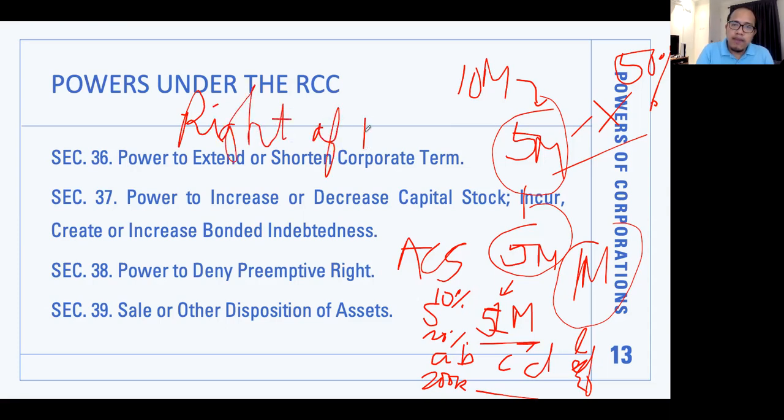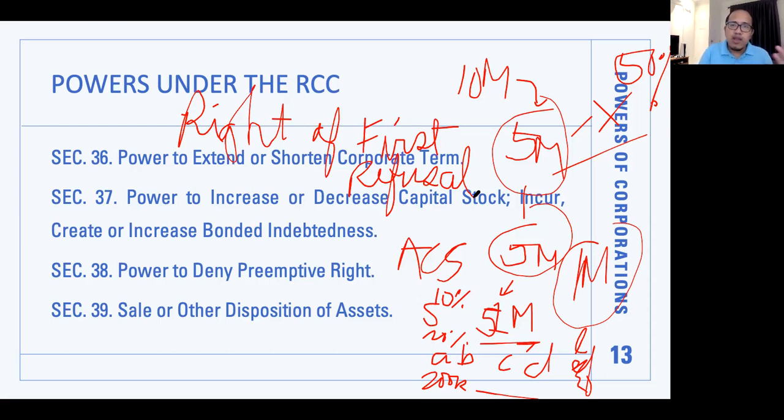Right of first refusal. Bakit ganito? Kasi parang meron siyang, parang similar yung mechanism between the preemptive right and right of first refusal. Pag sinabing right of first refusal, ito naman yung karapatan ng ibang stockholders na bilihin muna yung shares ng ibang stockholder bago nila ibenta sa ibang tao.